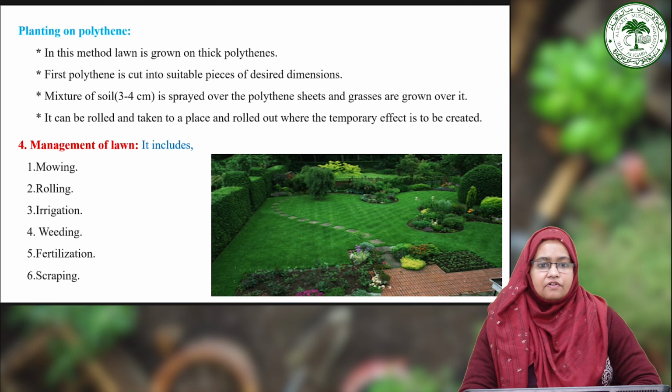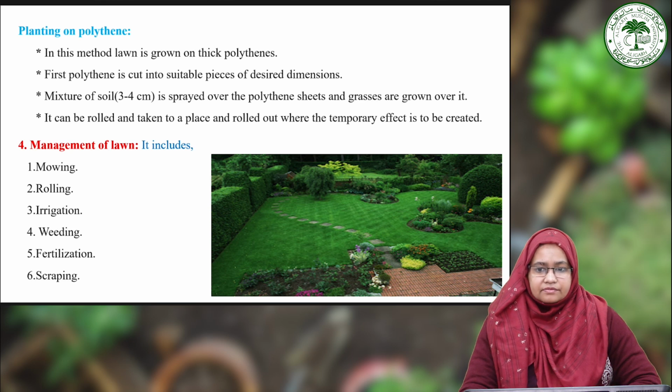Then the fourth step in lawn making involves the management of lawns, which includes, as I have told you, mowing, rolling, irrigation, weeding, fertilization and scraping. Starting with mowing, regular mowing helps maintain the desired height of the grass, promotes denser growth and enhances the overall appearance of the lawn.